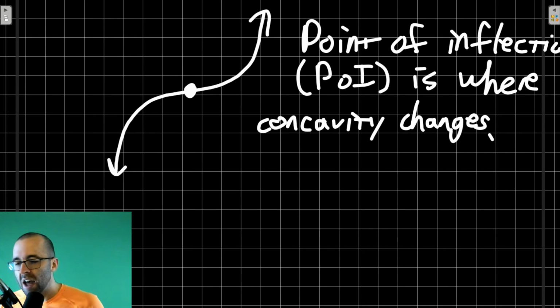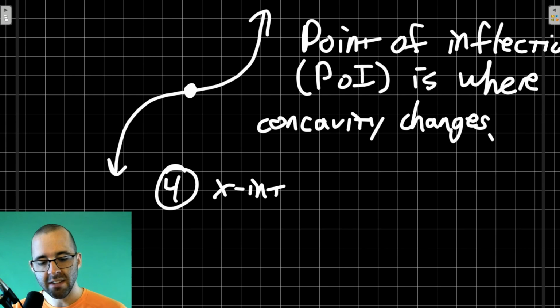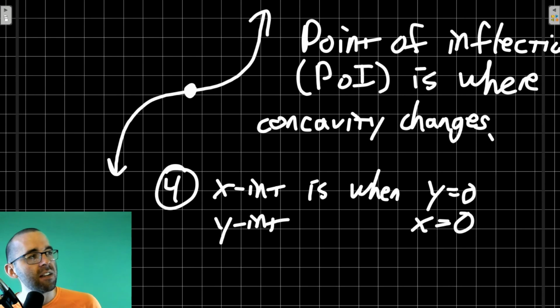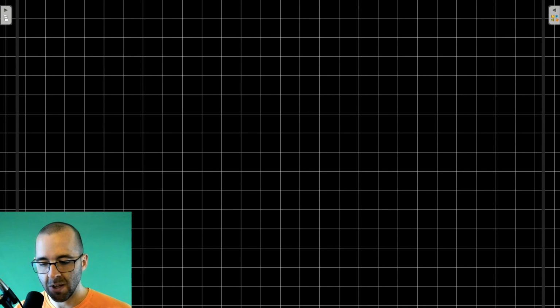All right, and then again, x-intercepts, we know those. That'll be number 4. Remember, x-intercept is when y equals 0. And the y-intercept is when x is equal to 0. So a lot of times you can just find them from the graph, or you can plug in one of these 0 values and find what the x or y-intercept needs to be, right?